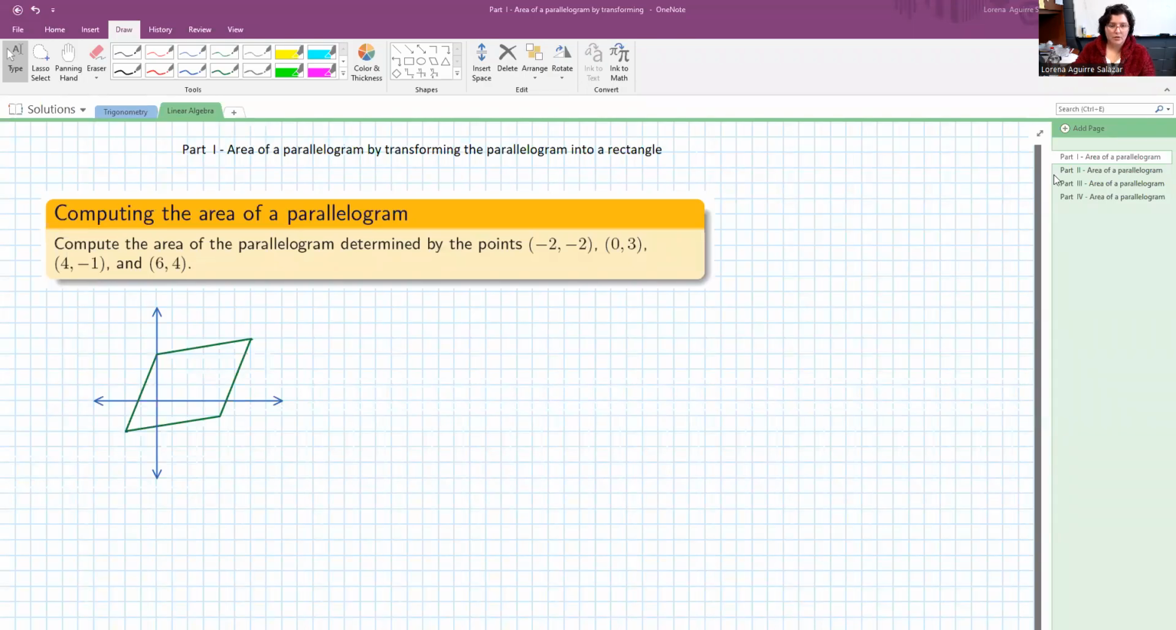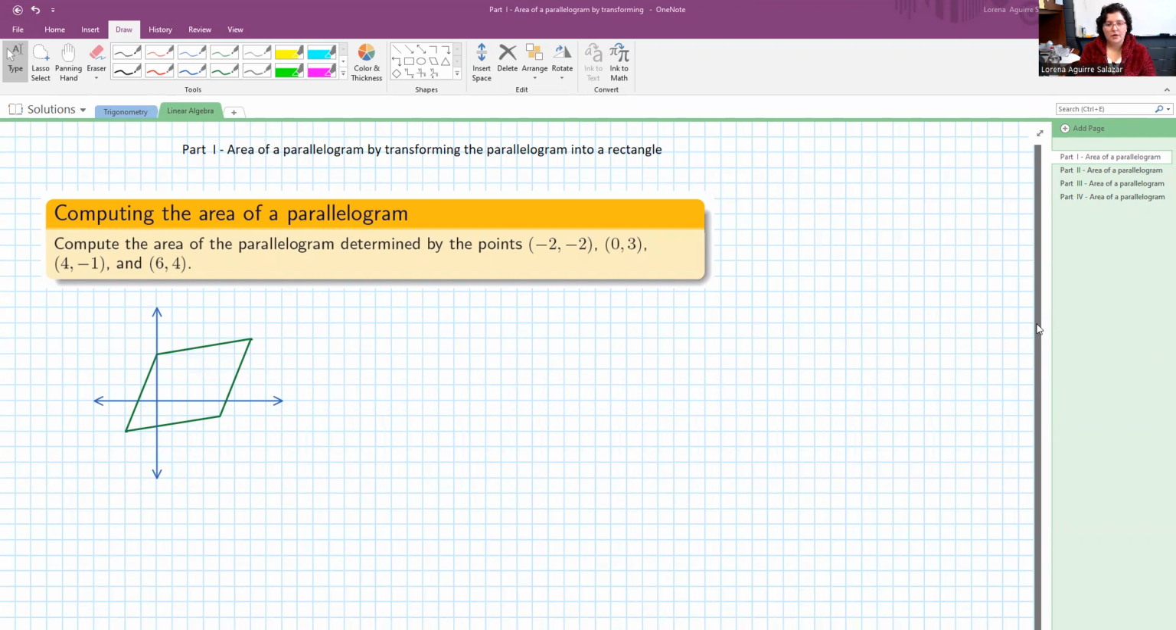Hello, and welcome to this video on finding the area of a parallelogram by transforming the parallelogram into a rectangle. We'll get to use linear algebra to find the determinant of the parallelogram, and we will see how using linear algebra and determinants can help us with this task.